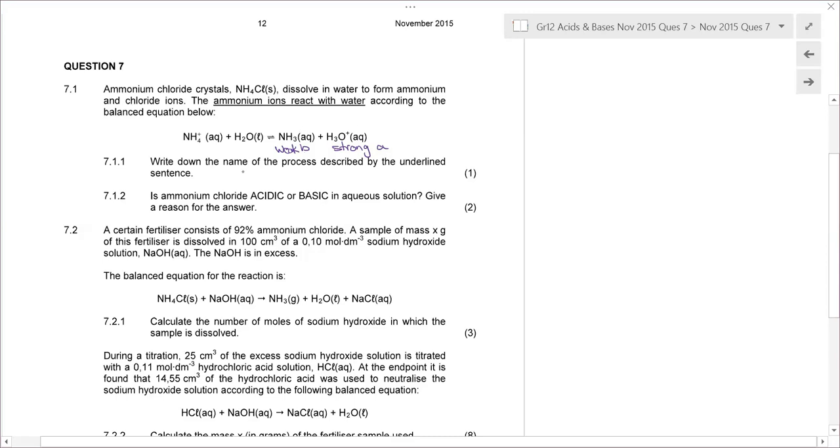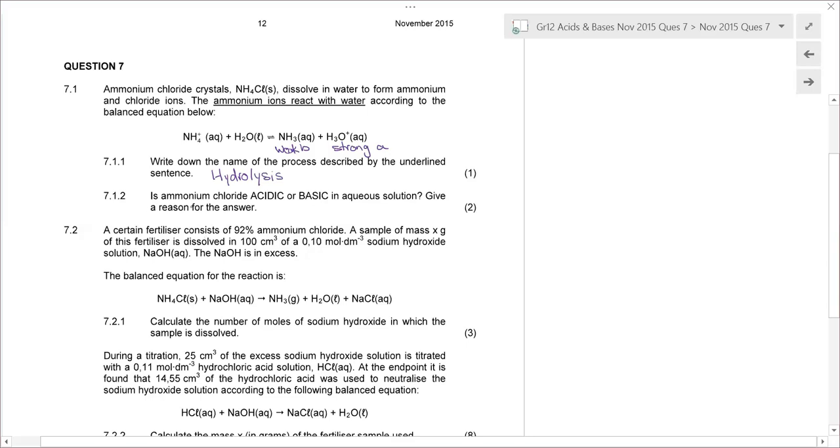Write down the name of the process described by the underlined sentence. The ammonium ions react with water. This process is hydrolysis. The definition of hydrolysis is the reaction of a salt with water. So the answer there is hydrolysis.